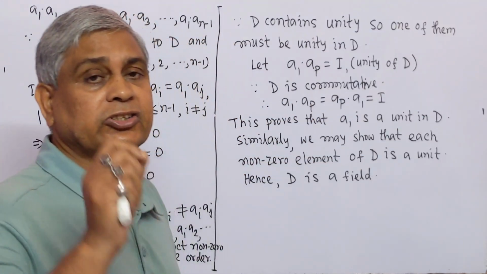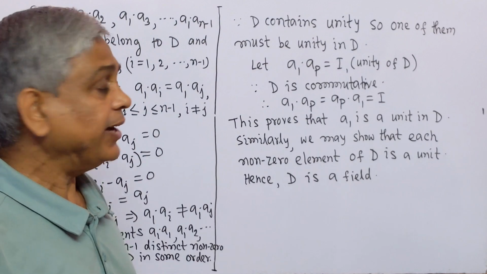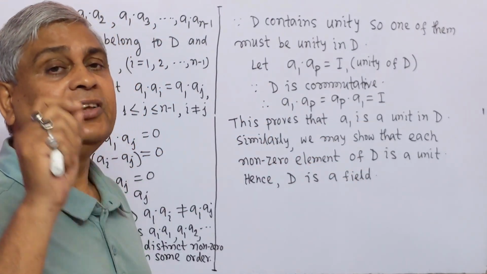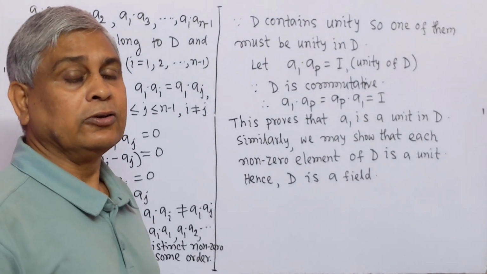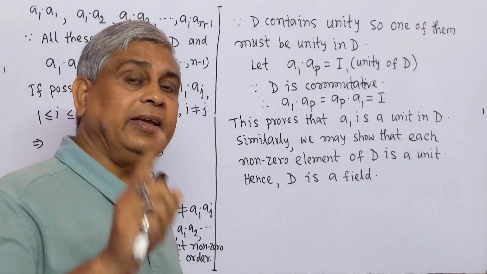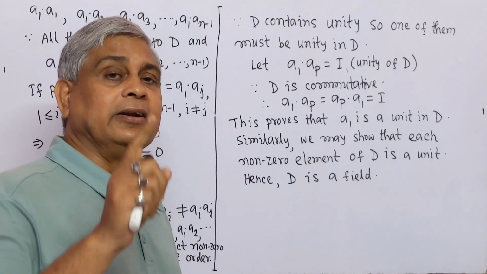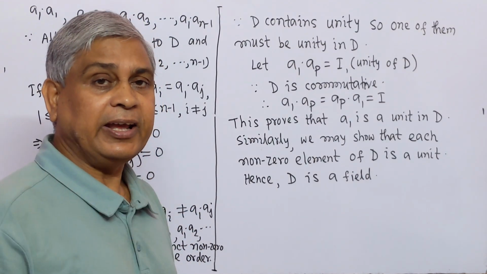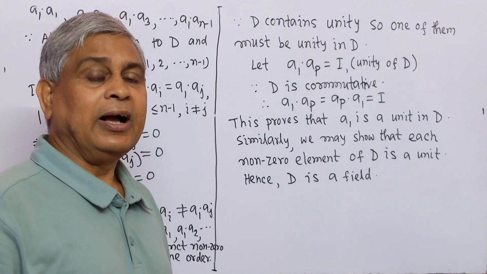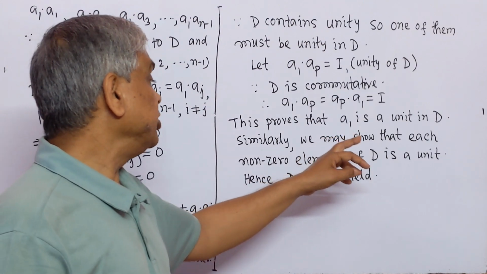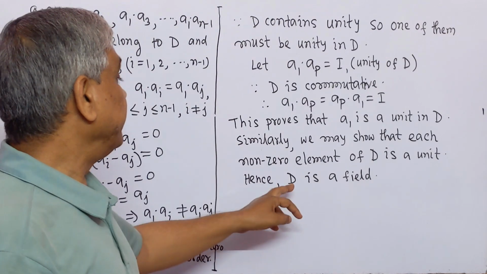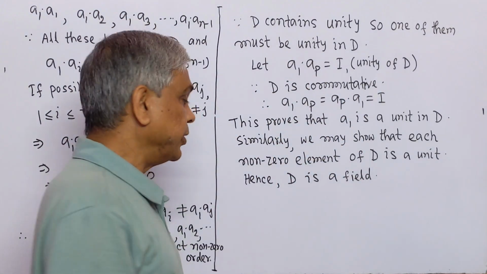Similarly, we may show that each non-zero element of D is a unit. So here we get that D is a ring, D contains unity element, D is commutative, and each non-zero element of D is a unit. Therefore, D is a field. Proved.